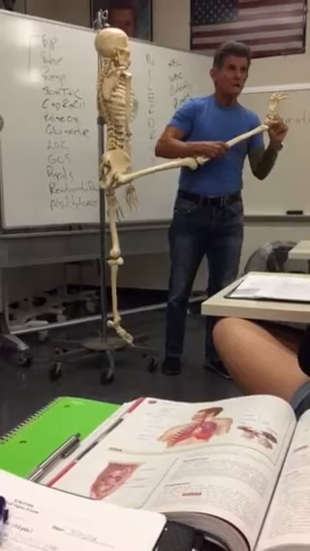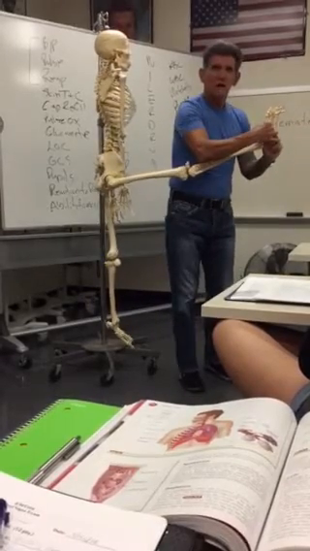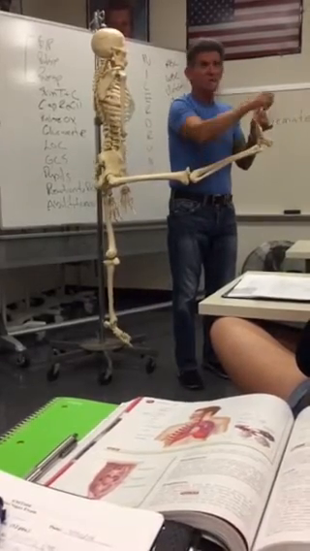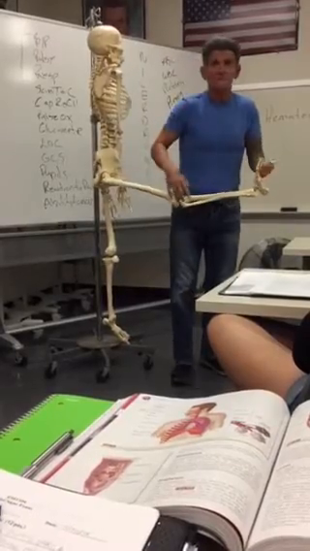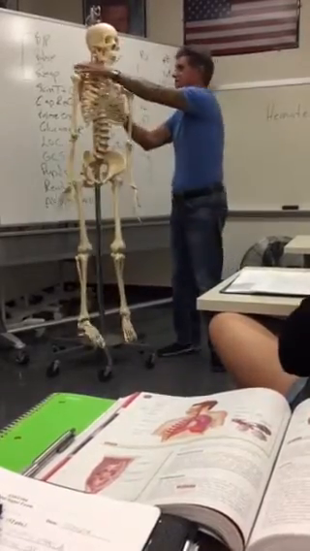Heel, calcaneus. These are tarsals. These are phalanges. In order. Okay? In order. No trick.